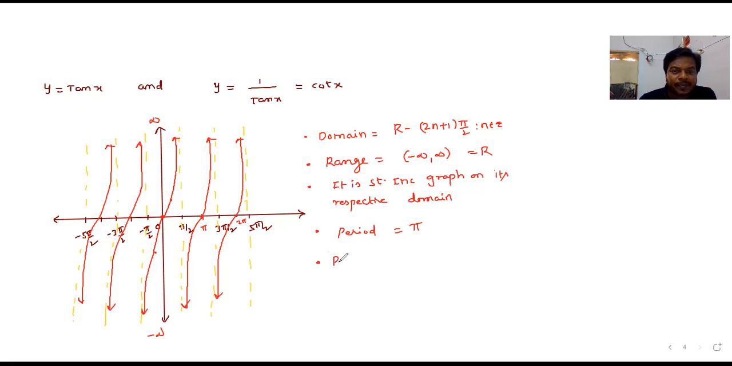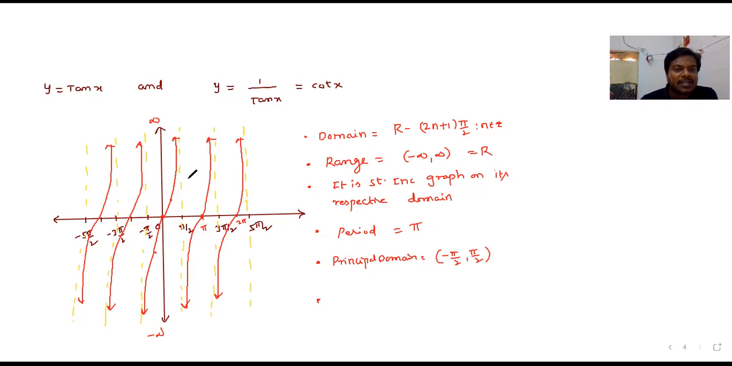Next, principal domain. What is principal domain? In the interval minus pi by 2 to pi by 2, it is strictly increasing and bijective, right? But you have to write open minus pi by 2 and open pi by 2. Why? Because the graph does not exist at pi by 2 and minus pi by 2.